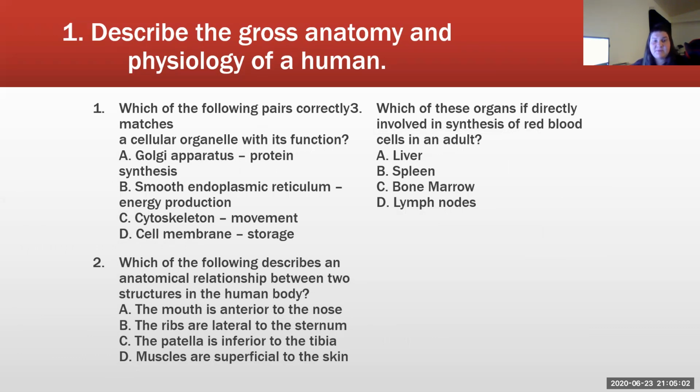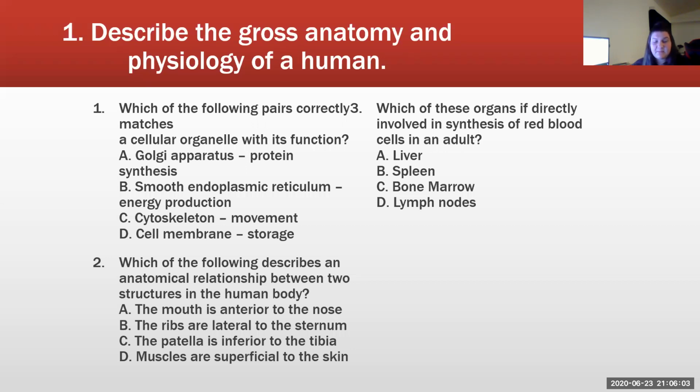The Golgi apparatus is responsible for receiving, modifying, and transporting proteins for secretion from the cell. So it has nothing to do with protein synthesis. A is incorrect. The smooth ER lacks ribosomes. It has three main functions: lipid metabolism, storage of calcium ions, and detoxification of toxins. So it has nothing to do with energy production. B is incorrect. C is the correct answer. The cytoskeleton is part of movement. It consists of three types of molecules: microtubules, microfilaments, and intermediate filaments, and they're involved with cell shape, support, and movement. So C is the correct answer.